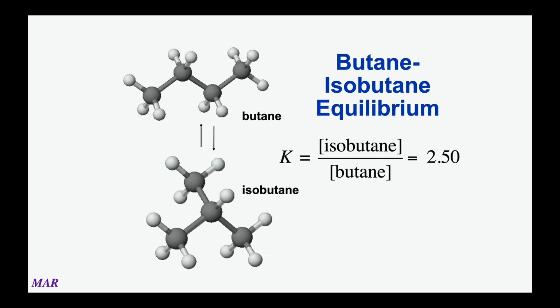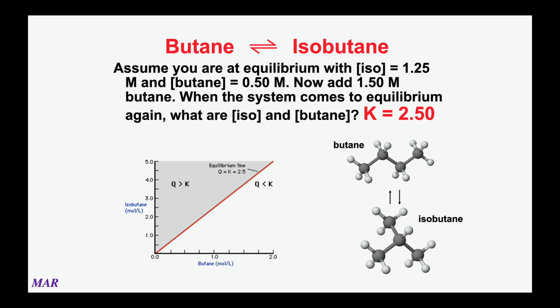Kind of cool. So let's go back to the butane-isobutane equilibrium. We looked at this earlier. Isobutane was the 2-methylpropane, K value 2.50. It is product favored. We would expect to have more isobutane than butane. Let's say we have an equilibrium set of concentrations where the isobutane is 1.25 molar and the butane is 0.50 molar. Remember, 1.25 divided by 0.5 is 2.50, so that is an equilibrium set of conditions.